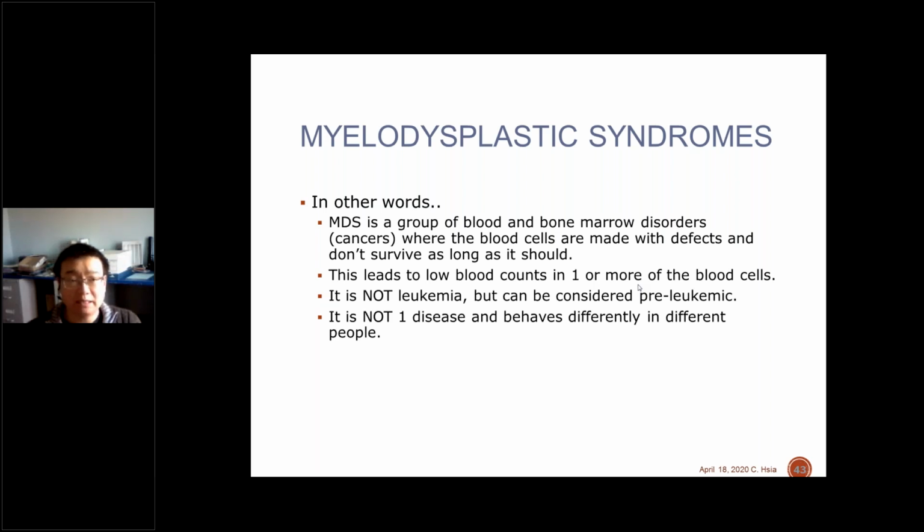This is not, to be technically correct, leukemia, but we often consider it a pre-leukemic state, meaning that patients with MDS can transform into a type of leukemia, an acute leukemia. Again, this is not one disease, it's perhaps many different types of diseases, and really every person's MDS is slightly different. They behave very differently. So one person's experience with MDS may be very different than another person's experience with MDS.